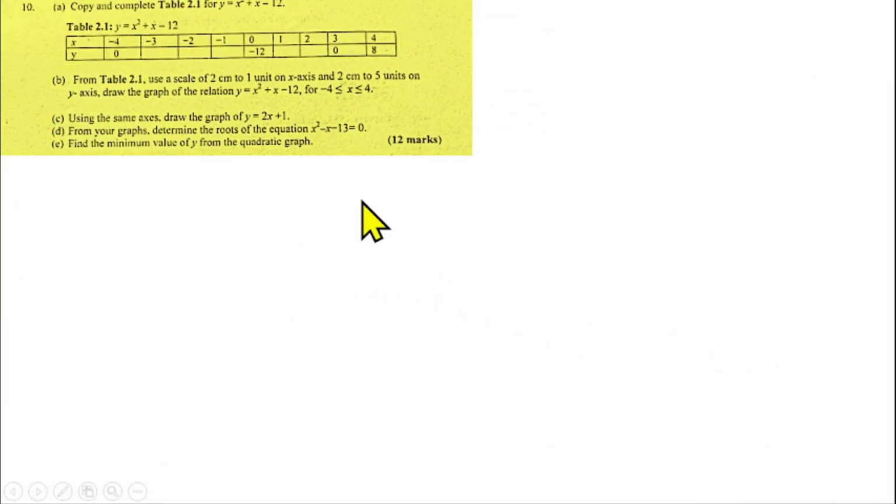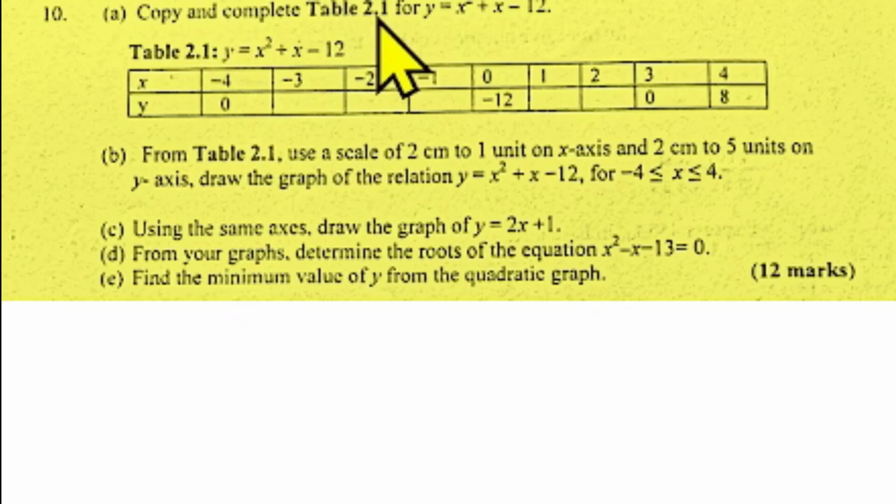Question number 10 is from the graph. It's on graph. We have to copy and complete the table for y equals x squared plus x minus 12, using the scale of 2 cm to 1 unit on the x-axis and 2 cm to 5 units on the y-axis. You have to draw the graph of this quadratic equation, and also on the same graph you have to draw the graph of this linear equation as well, and solve this on the graph.